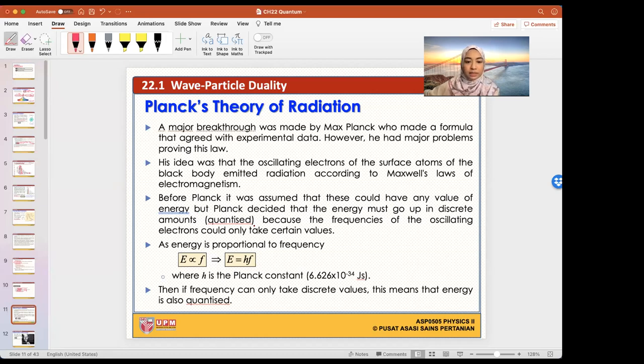Okay, so Planck decided that, let's talk about his summary. Planck said that, okay, energy is quantized, energy is discrete, and energy is proportional to frequency. That was Planck's theory. And from here, because he said energy is proportional to frequency, there must be a constant in front of this guy when we have something that is proportional.